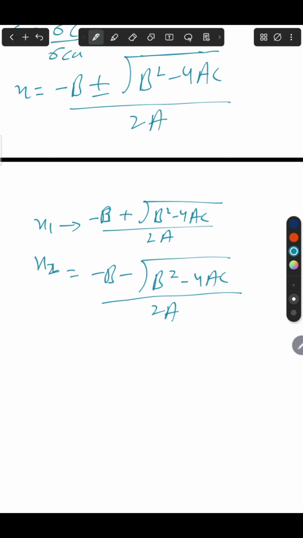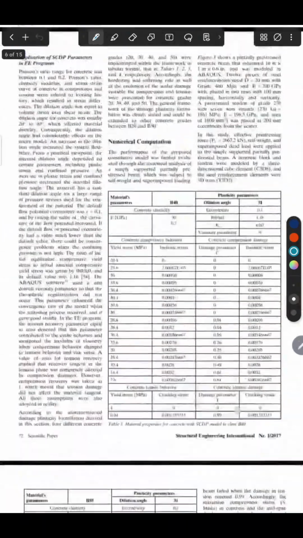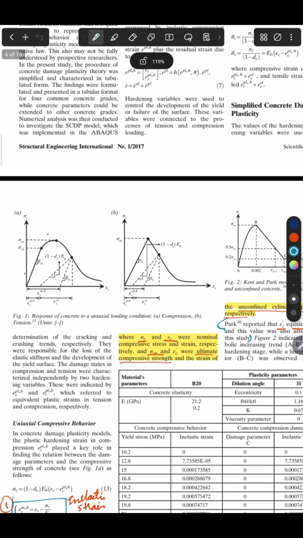This value will be greater. So we can say that x1 is greater than x2. Now let's understand from the graph. Here we have the graph. Let me zoom this graph.